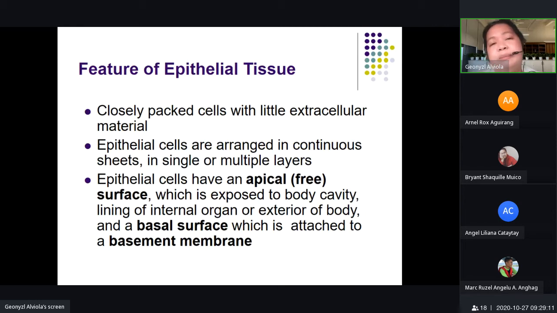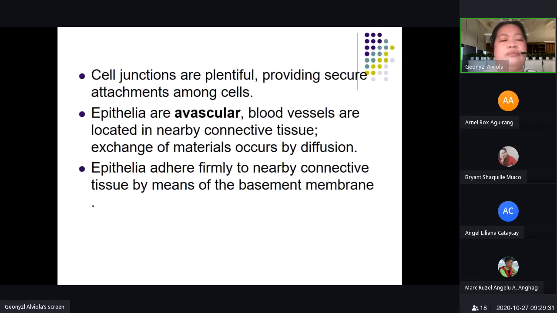The basement membrane serves as the boundary between the connective and the epithelial tissue. And this is also the structure that receives nutrients and distributes them to the epithelial cells. Not all epithelial cells, though. Later on, you will see. Cell junctions are plentiful, providing secure attachment among cells, such as tight junctions and desmosomes that connect all epithelial cells.